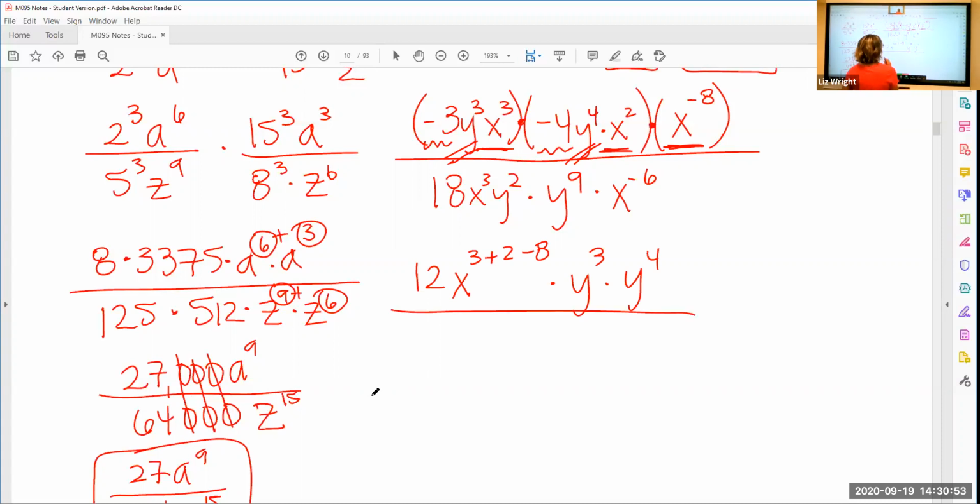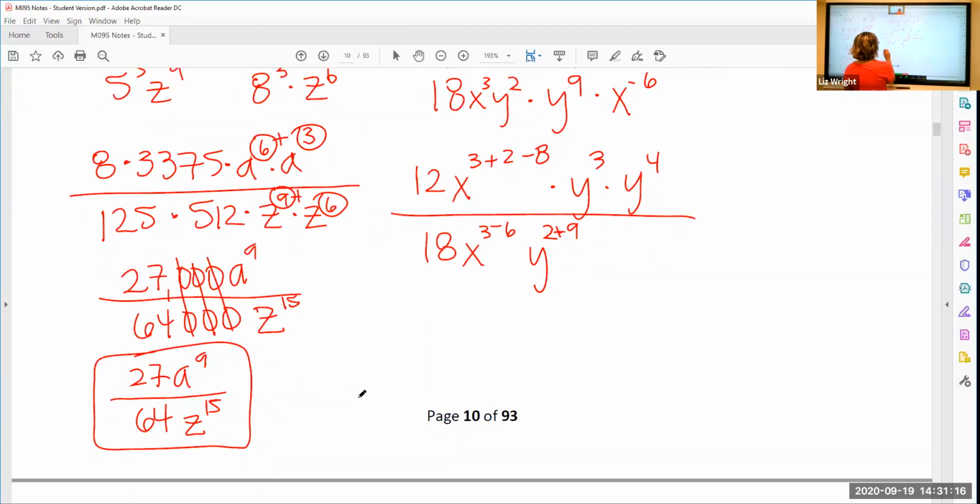In my denominator, I don't have any other numbers. I just have 18. And then I'm going to have x to the third minus 6. And then I've got y squared and then y to the ninth, which is going to look like that. And I don't mean multiplication, I mean addition right there. Okay, so we're ready to keep combining.